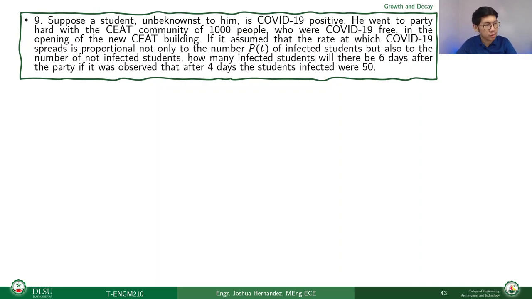So suppose a student unbeknownst to him is COVID-19 positive. He went to party hard with the said community of 1,000 people who were COVID-19 free. In the opening of the new SAET building, if it is assumed that the rate at which COVID-19 spreads is proportional not only to the number P of T of the infected students, but also the number of not infected students, how many infected students will there be 6 days after the party if it was observed that after 4 days, the students infected were 50?